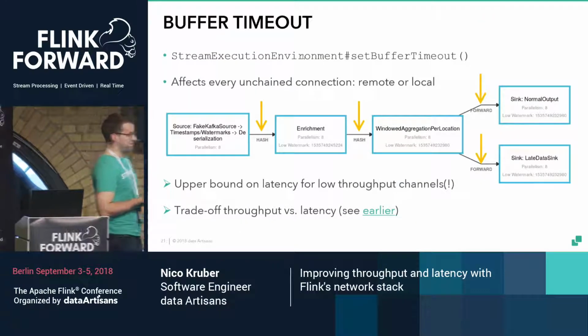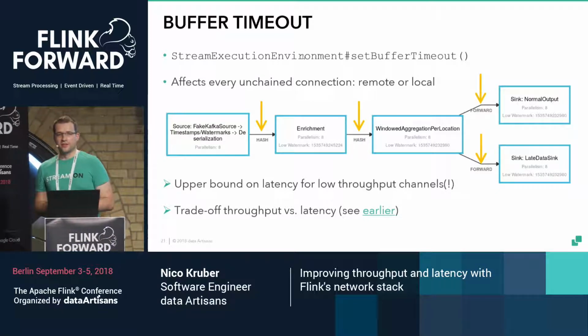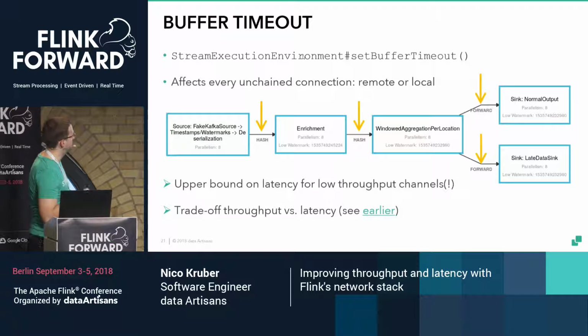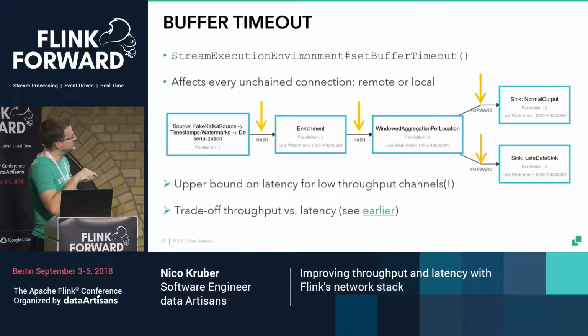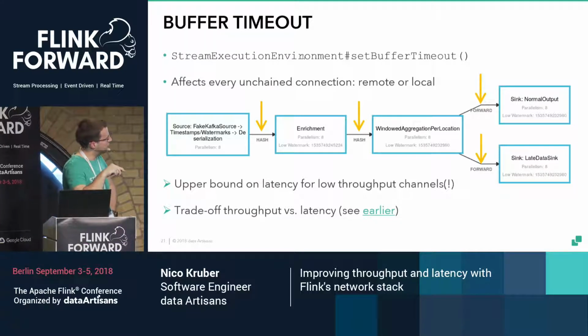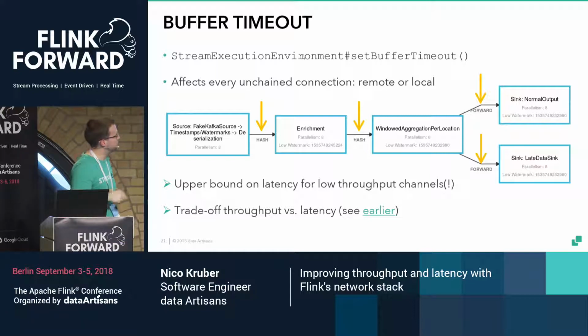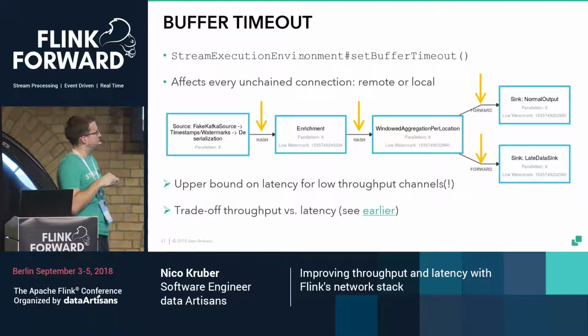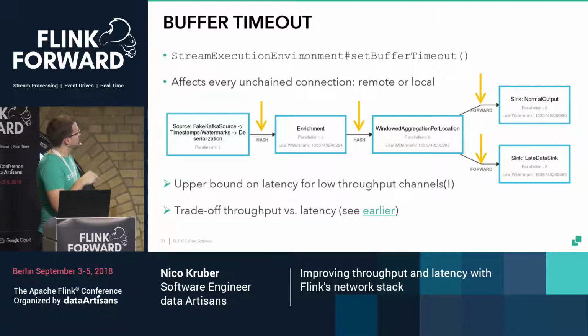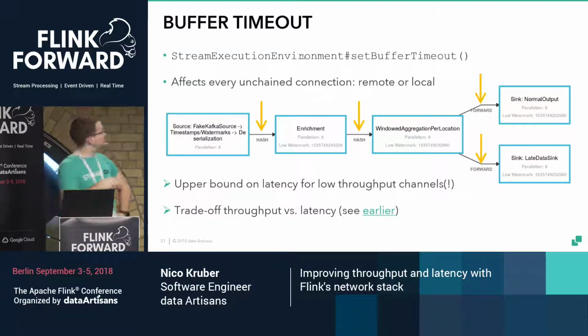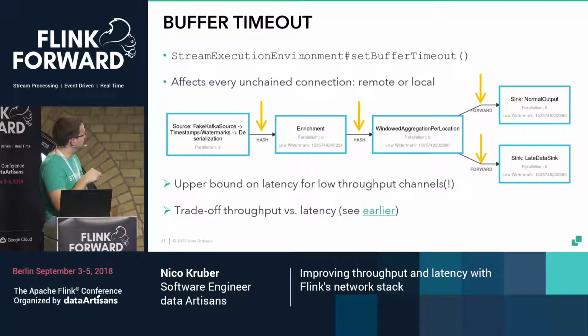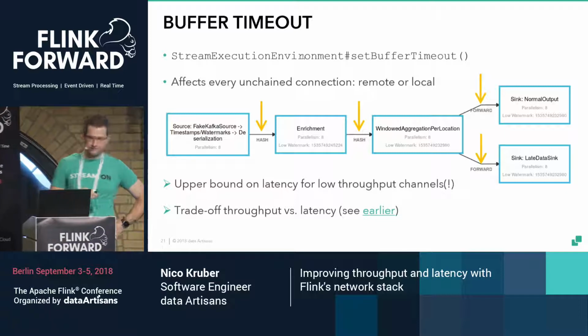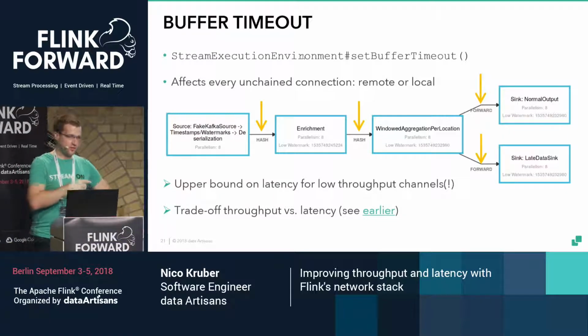Second thing you can configure is the buffer timeout. I said this before. It actually affects every unchained connection. So in this example, we do have a shuffle here, another shuffle there, and only some forwards in this field. So this is unchained, only local, same task manager, but it's still there. We do use the buffers, and therefore buffer timeout accounts as well. So if you aim for low latency, then the upper bound is the buffer timeout 1, 2, 3 times, if you count the latency between the source and sink. And we did see the trade-off in the chart before.